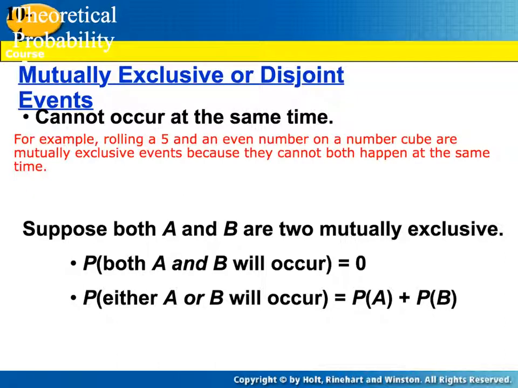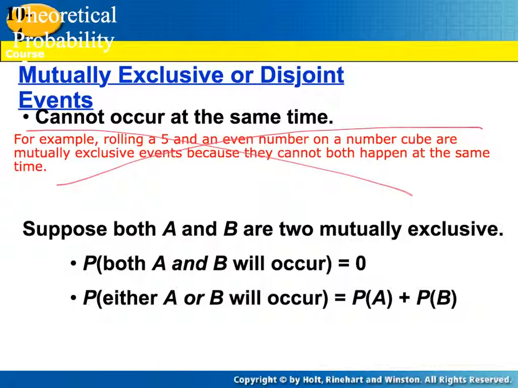Okay, please write this down. These are what's called mutually exclusive or disjoint events. Do not worry about what's in red. Do not write down what's in red. Should you write down what's in red? No. All right, so mutually exclusive or disjoint events, okay, they cannot occur at the same time.